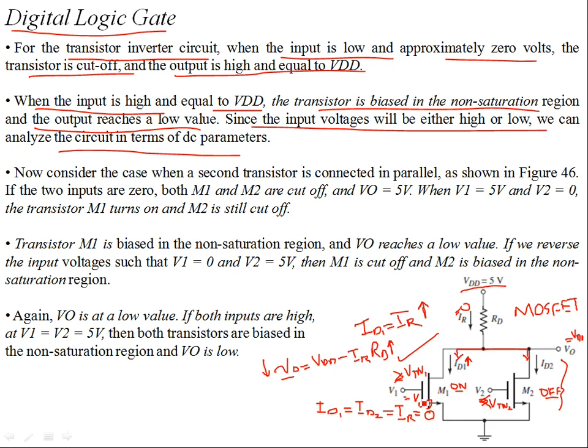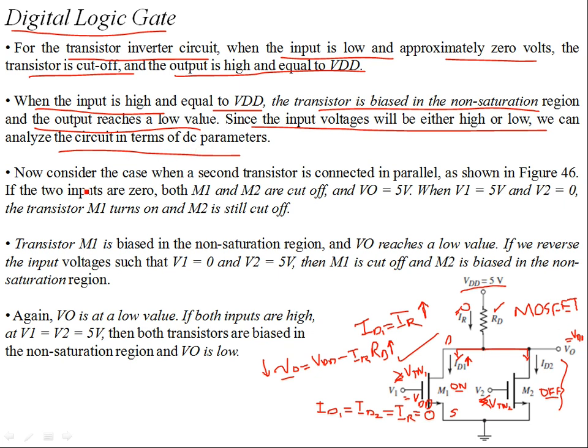You see, if the input voltage goes on increasing, then the series current in this configuration, the drain to source current, increases. When the drain to source current increases, the voltage drop across the load also increases. So VDD minus ID RD, this drop increases, so V naught decreases. That means if any of the transistors is on and the other is off, it's the same scenario. The output is still low.